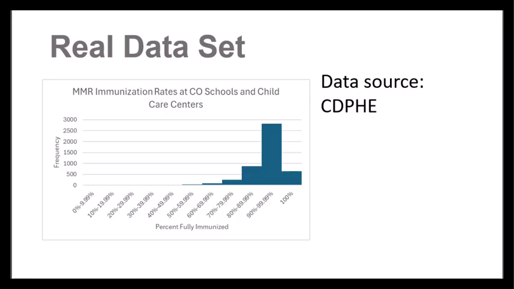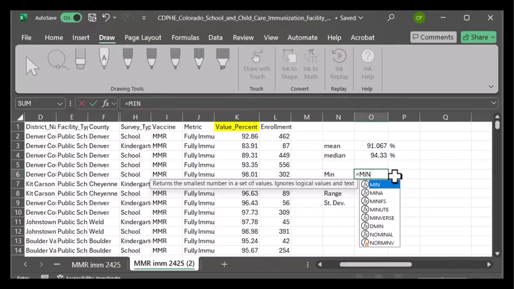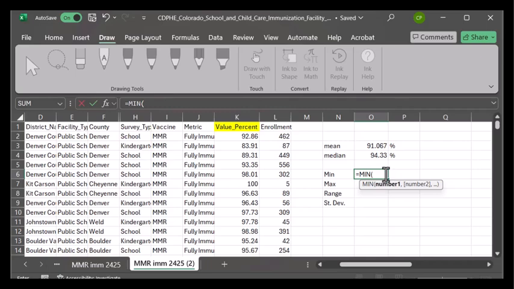I'm going to switch over to the data. So here is that percentage immunized for these different schools. And if I want to compute the range in Excel, I need to find the min value and the max value. So for min, I use the function equals MIN parentheses, and then I'm going to put my data values in here. In this case, I have a really long list. I'm going to click the K, the letter above the column containing all my data. That highlights the entire column, and then I close my parentheses and press enter.